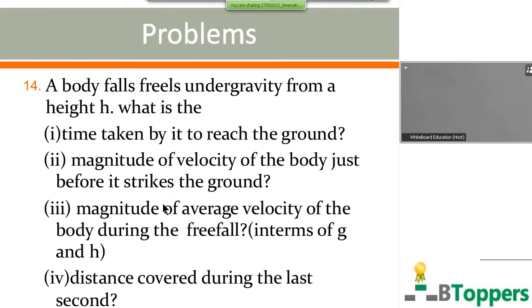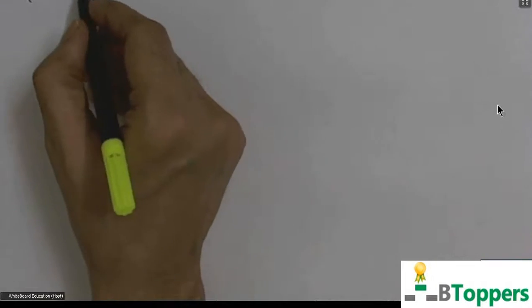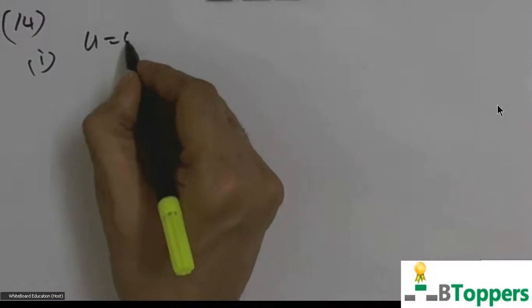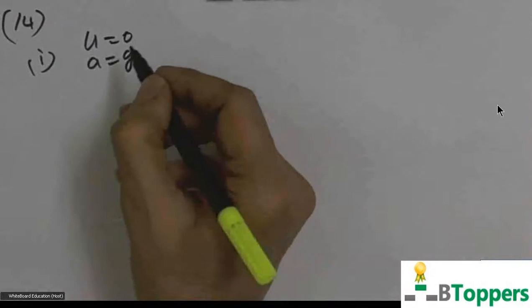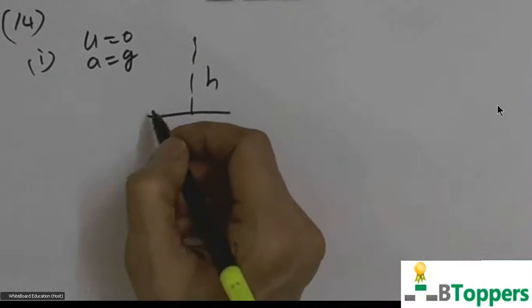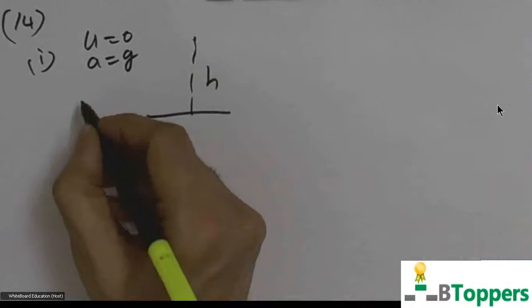Fourth part of the question, you have to find distance covered during the last second. I mean, what is the numerical value of the distance covered during the last second? So for a freely falling body, you can take u equal to 0, a equal to g. The body falls freely under gravity from height h above the ground in the given problem.